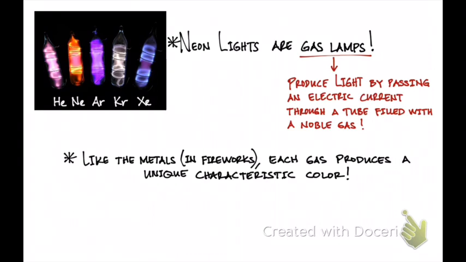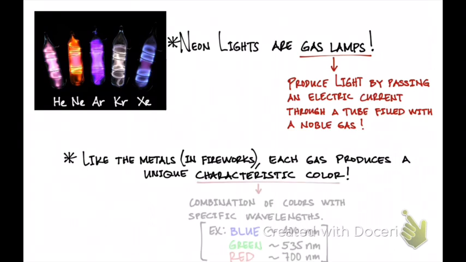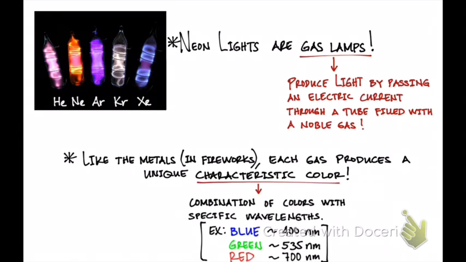And this is very similar to the metals that I showed you earlier. When the metals get burned, they produce a specific energy, specific color of light or wavelength. And so like the metals, each gas produces a unique characteristic color. This specific characteristic color that's generated by the elements is actually a combination of different colors with different wavelengths. It could be a combination of blue, green, and red, or any of the other colors of the rainbow.